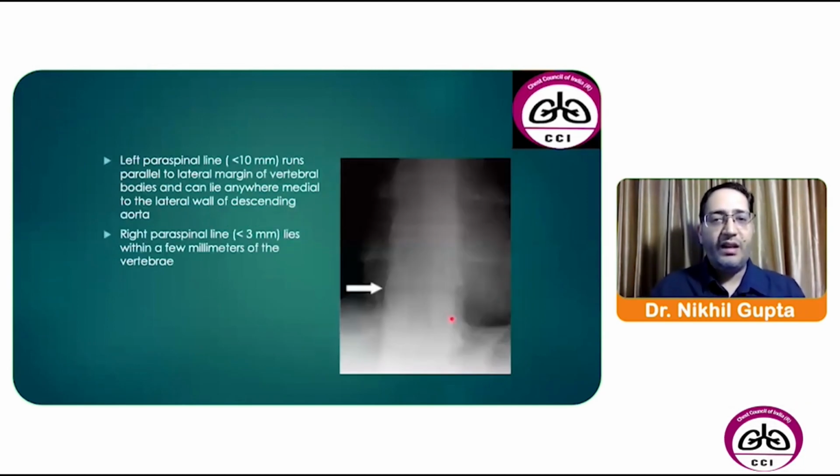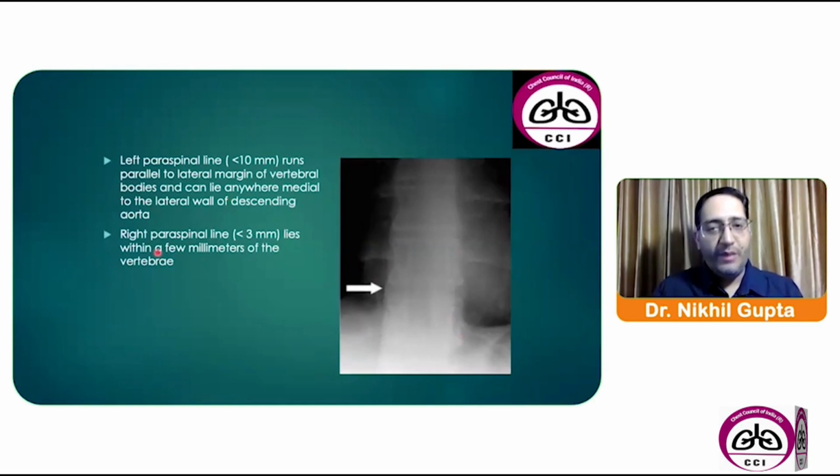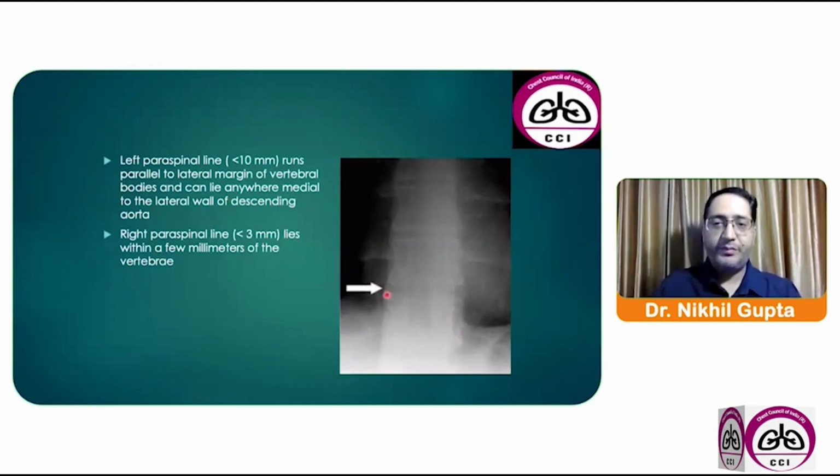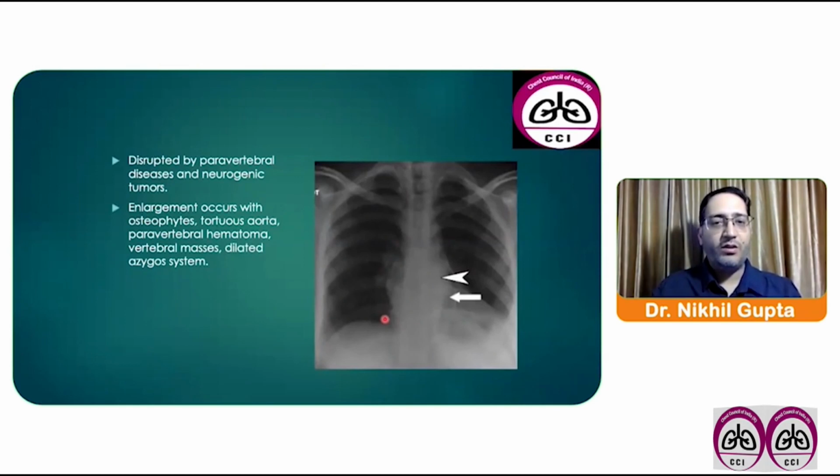The left paraspinal line is less than 10 mm and runs parallel to the lateral margin of the vertebral bodies, and can lie anywhere between the medial and lateral wall of the descending aorta, as seen in this image. The right paraspinal line is less than 3 mm and lies within a few millimeters of the vertebra, as seen here. It is disrupted by paravertebral diseases and neurogenic tumors. Enlargement occurs with osteophytes, tortuous aorta, paravertebral hematoma, vertebral masses, and a dilated azygous system.